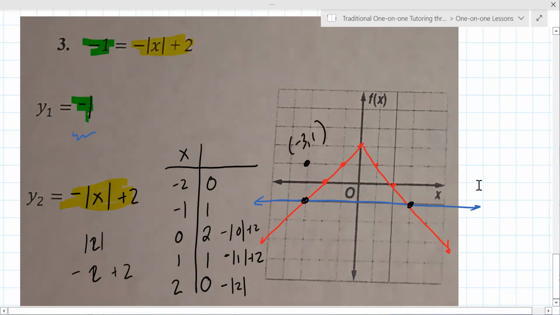It's right 3, and then down 1. Right 3 and down 1. So that's 3, -1. Yeah. And then the other one is left 3, down 1. Okay. All right.